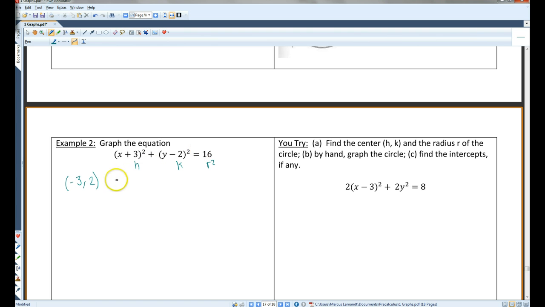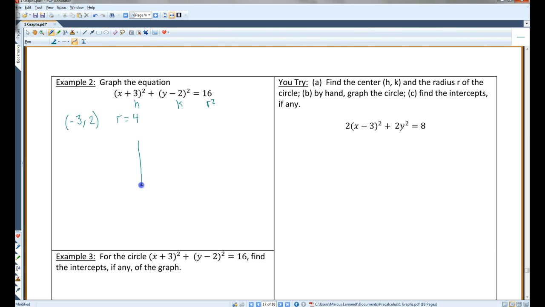If r squared is 16, that means r has to be 4, because 4 squared is 16. So you're just working backwards here. And now we're going to graph it. So I've got (negative 3, 2). There's my center. And it has a radius of 4. So 1, 2, 3, 4. So the circle looks something like that. Okay?